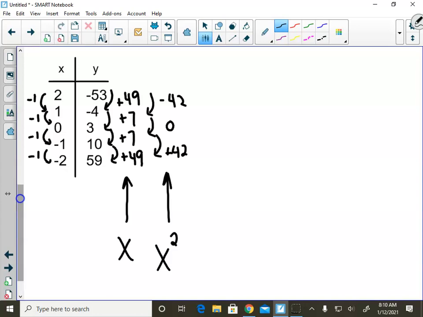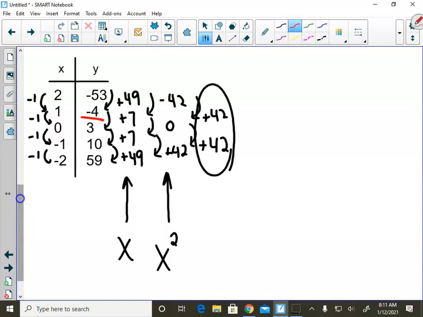So we're going to go to a third column and try that. In this case, we went from here to here, we added 42. Here we added 42. So that one does work. That tells us we're going to have something to the third power. And we already know from looking at the original problem that the tail of our function is going to be a plus 3.